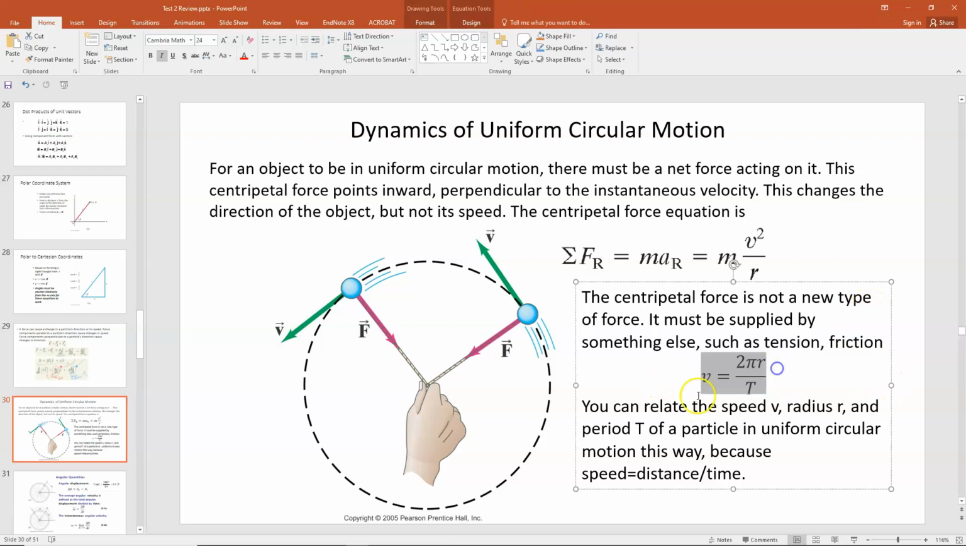Remember that we can write the speed also in terms of the distance divided by the time, which is 2 pi r over t, where 2 pi r is, of course, the circumference of the circle, and t is the period of motion, which is the time that it takes to complete one circle. Okay?